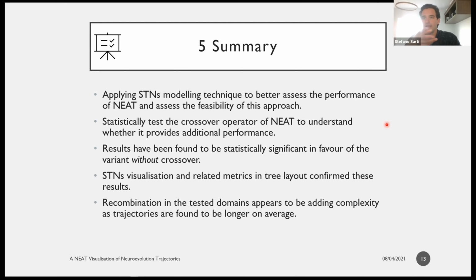STN visualization did help to give us more perspective into the performance, so it helped to confirm these results. We draw the conclusion that the recombination specific to the tested domains does appear to be just adding extra complexity, and it's not found to improve the performance, as trajectories are found to be longer on average.